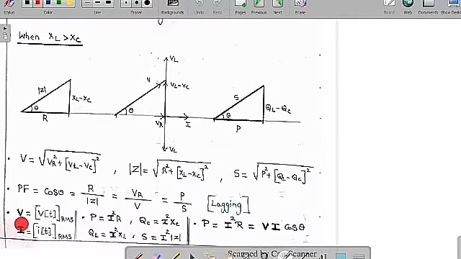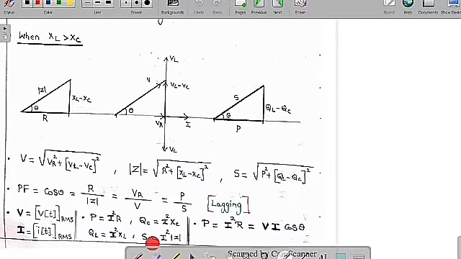Now let me assume the capital V is the RMS value of the supply voltage and the capital I is the RMS value of the supply current. Therefore, the average power is only consumed by the resistor, but not the inductor and capacitor. So P is equal to IRMS square R, or also we can write it as VI cos theta. QL is equal to I square XL, whereas QC is equal to I square XC. The difference QL minus QC is nothing but VI sin theta.